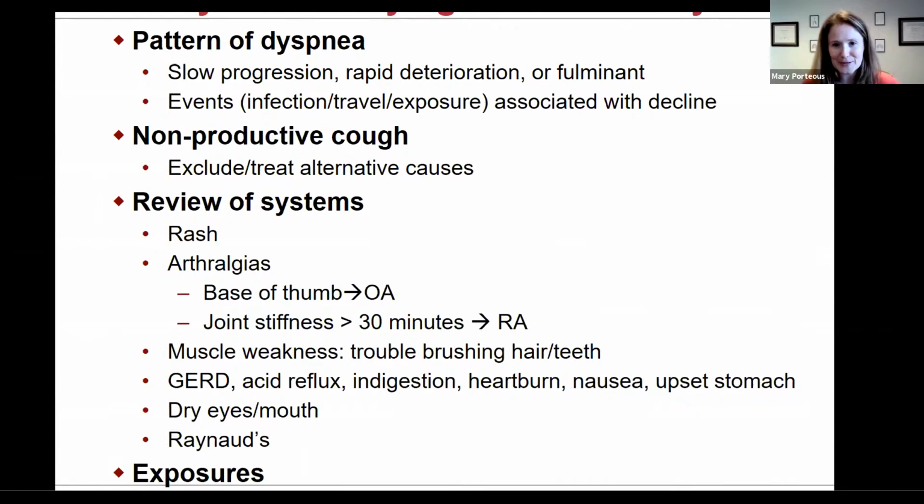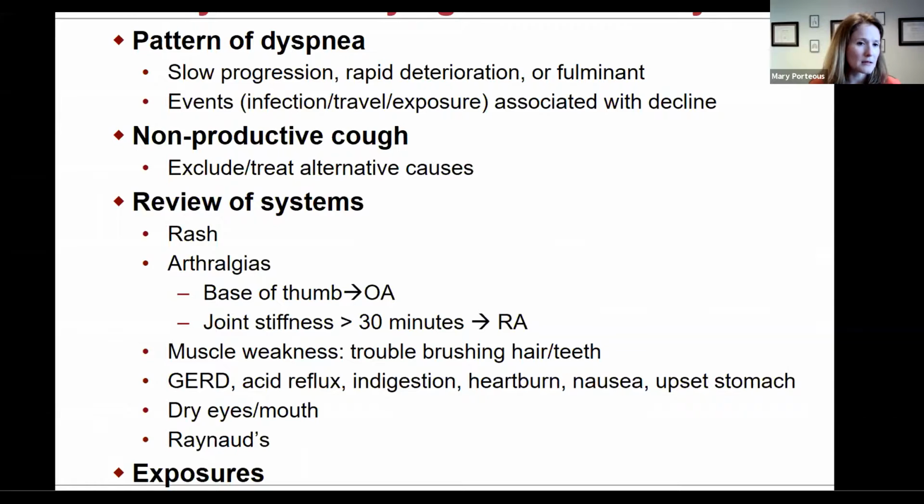Many of the primary care doctors are really used to that. The other pattern is this rapidly progressive one. If they were fine in January and all of a sudden in March, we're really in trouble, right? Then your concern level heightens.